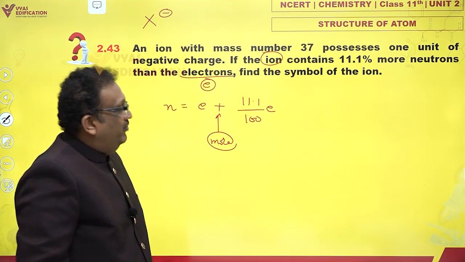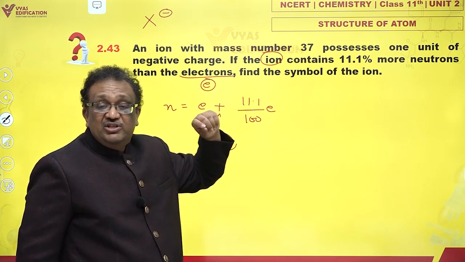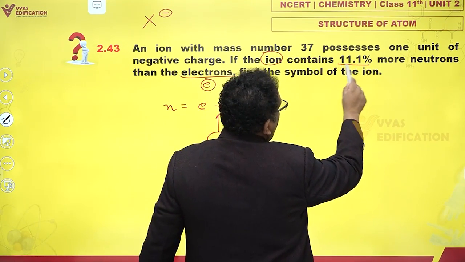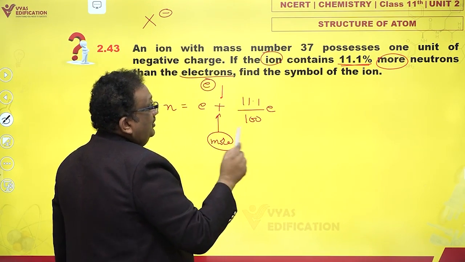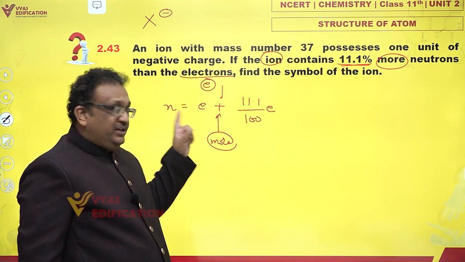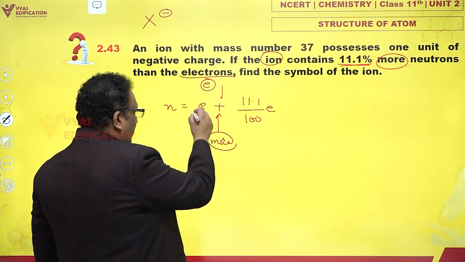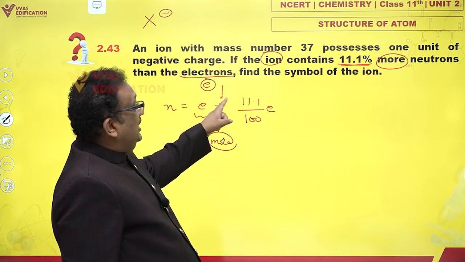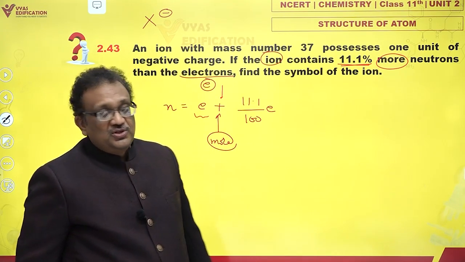What have you written? Very simple. I'm just converting this English language statement to maths. If the ion contains 11.1% more neutrons than electrons, more means I add, so whatever is the number of electrons, neutrons is at least that much, plus it is 11.1% more. 11.1% means 11.1 per cent, divided by 100.